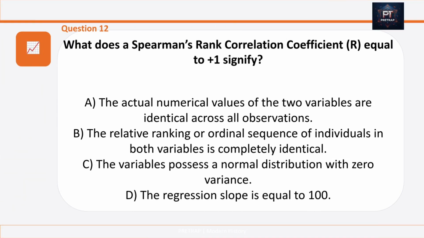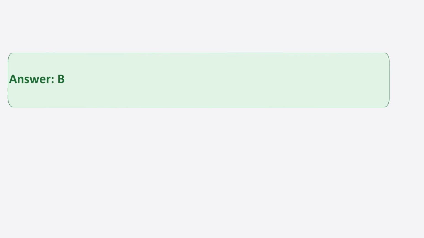Question number 12 is, what does a Spearman's rank correlation coefficient equal to +1 signify? Option A, the actual numerical values of the two variables are identical across all observations. Option B, the relative ranking or ordinal sequence of individuals in both variables is completely identical. Option C, the variables possess a normal distribution with zero variance. Option D, the regression slope is equal to 100. And the answer is option B, the relative ranking or ordinal sequence of individuals in both variables is completely identical.